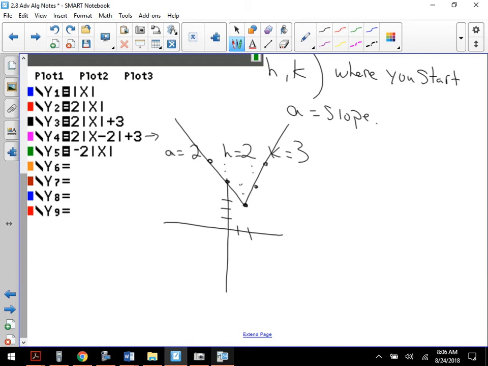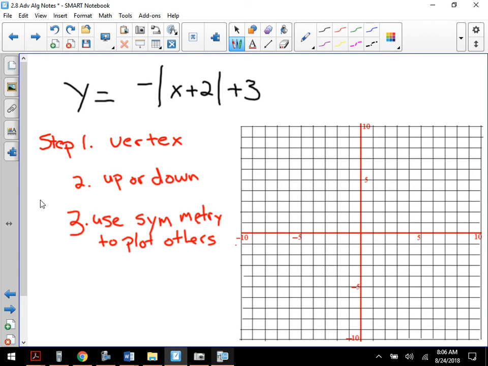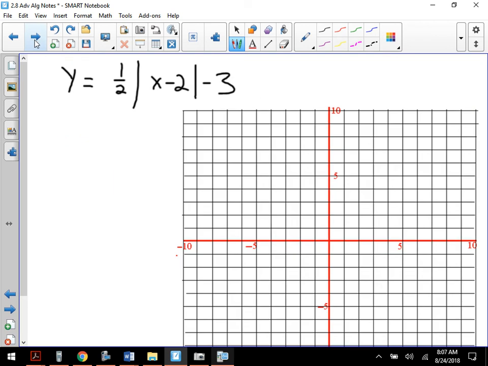Okay. Let's try another one. One little trick that you'll see: the smaller your A value is, the bigger the V. The larger your A value is, the narrower the V is. Because in terms of slope, think of steepness. A slope of 5 is steeper than a slope of 1/5.